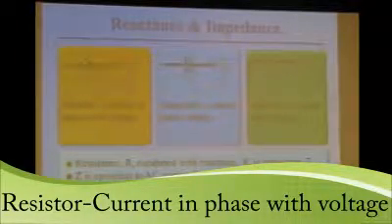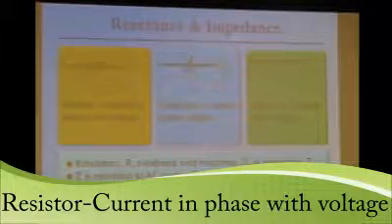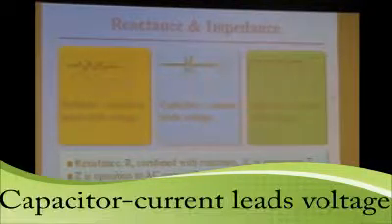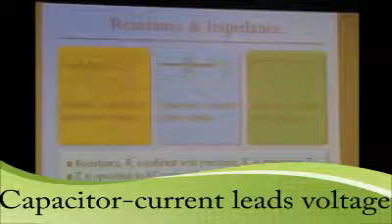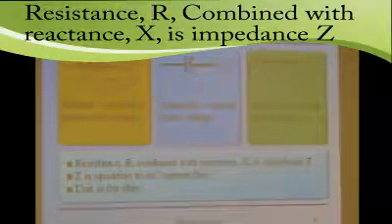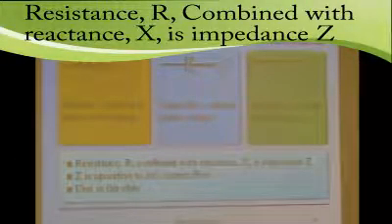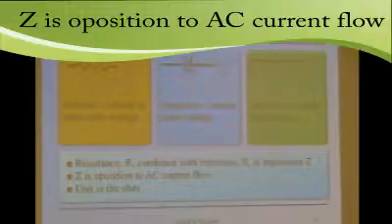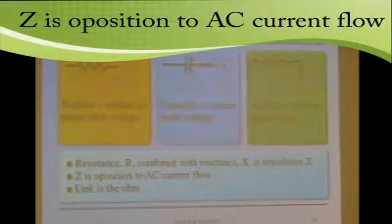Okay, reactance and impedance. In a resistor, current is in phase with voltage; in a capacitor, the current leads the voltage; and in an inductor, current lags voltage. So resistance combined with reactance forms impedance, which is Z. Remember, X is reactance, and impedance is Z. Z is in opposition to AC current flow, and again, the unit is ohm.